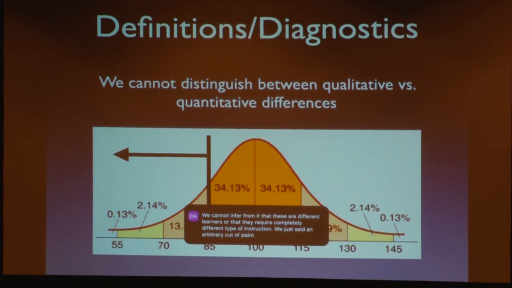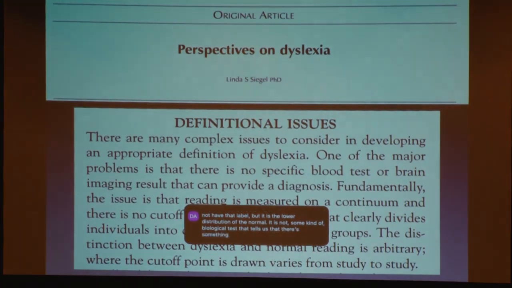Because I think sometimes the label developmental dyscalculia suggests that these children are in a way qualitatively different from children who do not have that label, but it is the lower distribution of the normal distribution. It is not some kind of a biological test that tells us that there's something fundamentally different. And this is not a new issue. This is an issue that has been highlighted time and time again.